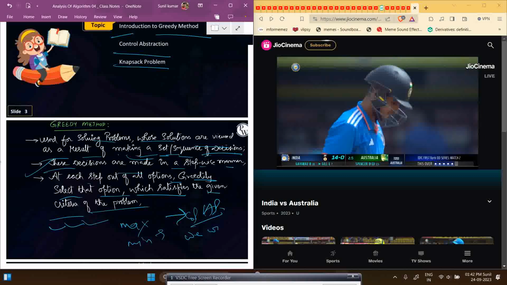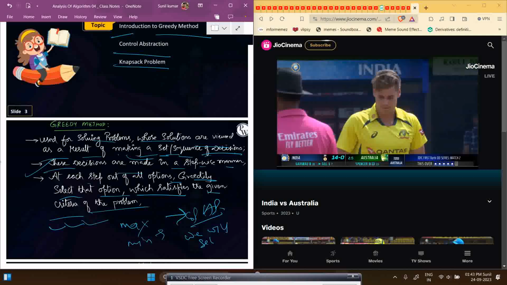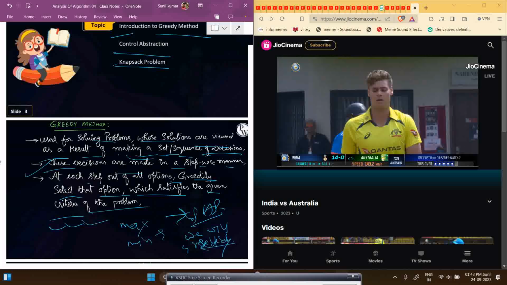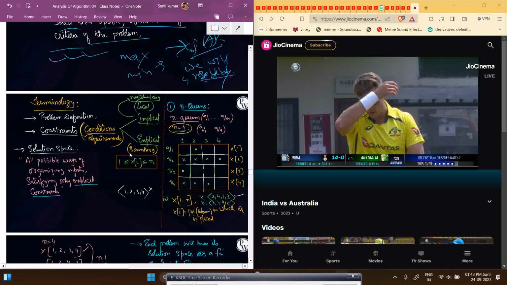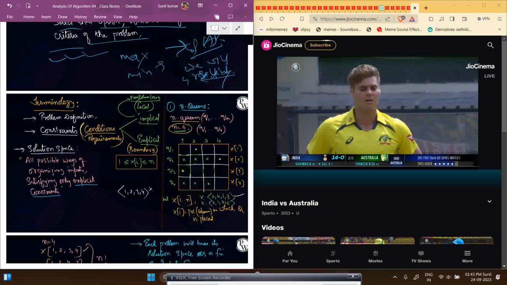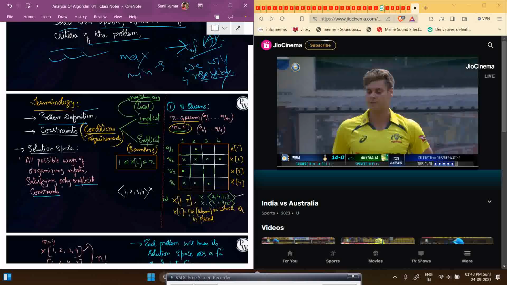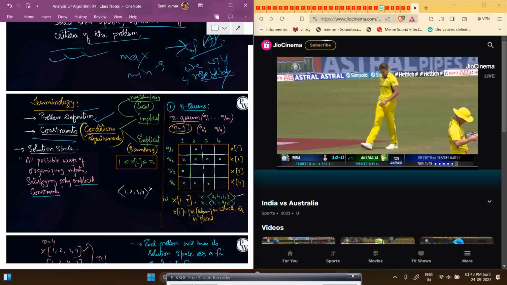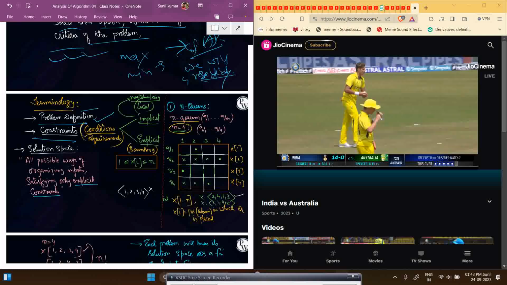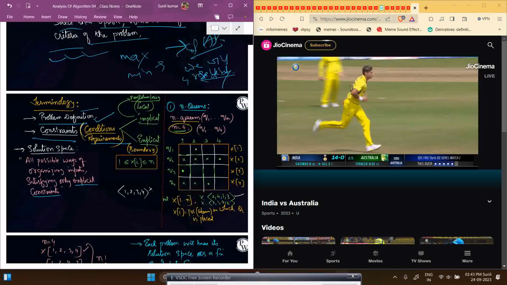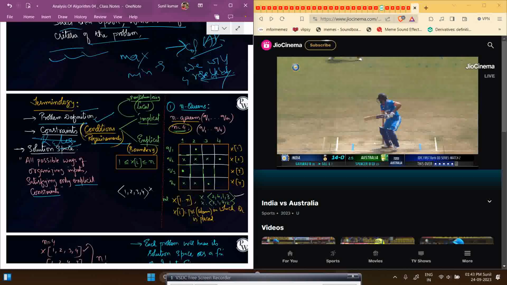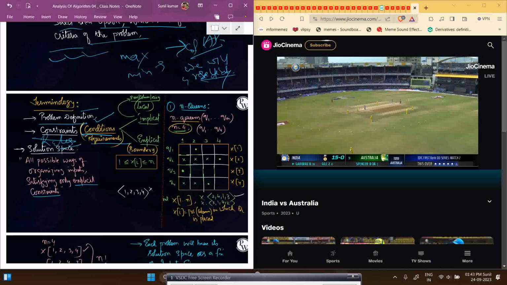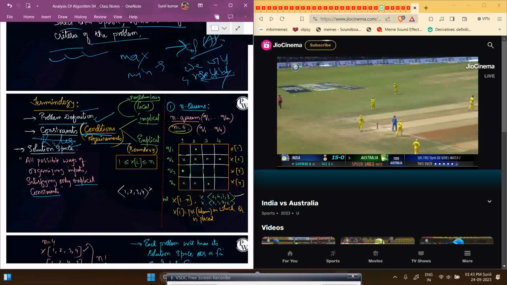We will select greedily at each step. The terminology for the greedy algorithm technique would be problem definition and constraints. Constraints would be conditions or requirements, meaning rules to be followed in the solution.